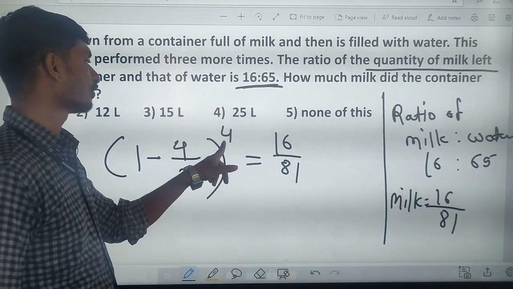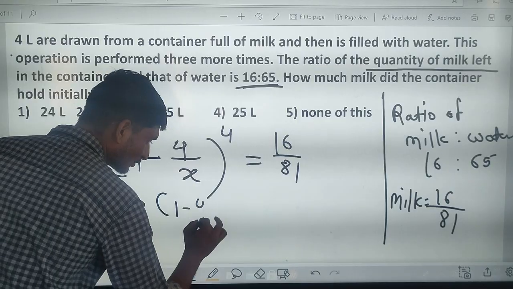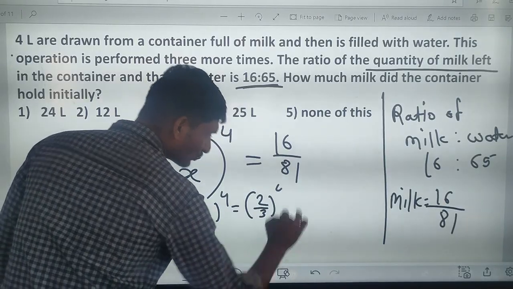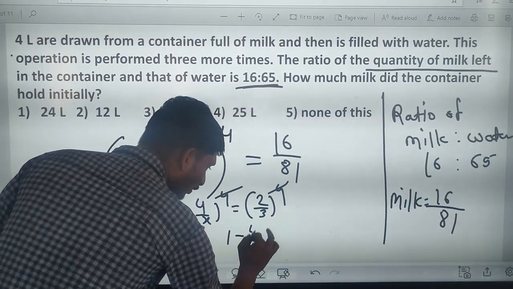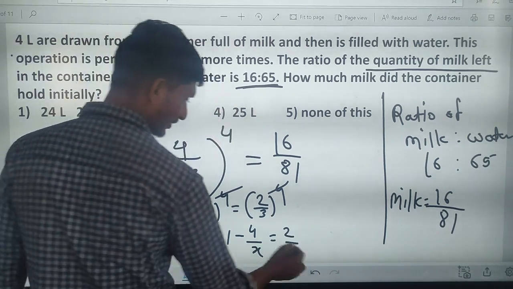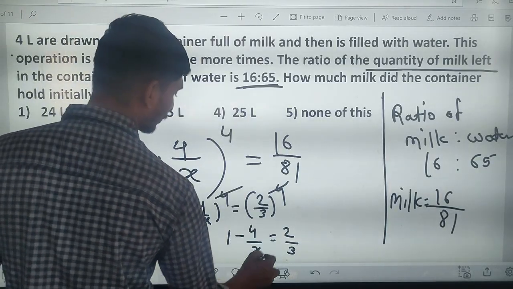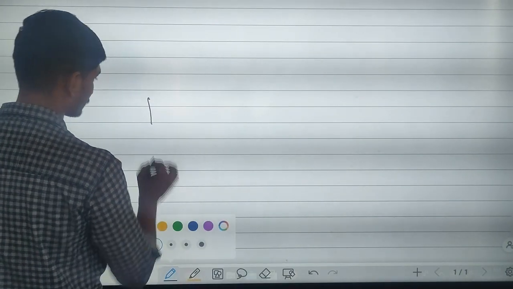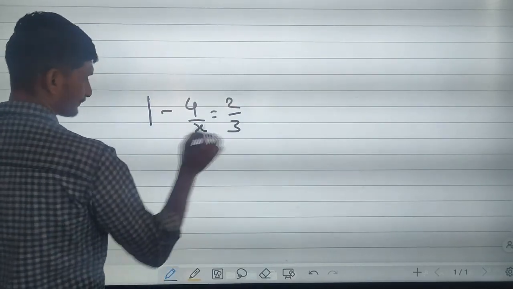Okay. Here there is a fourth root. Then we write here (1 minus 4 by x) raised to 4 is equal to (2 by 3) raised to 4. The 4s get cancelled. Then 1 minus 4 upon x is equal to 2 by 3. Then here 1 minus 4 by x is equal to 2 by 3. Solve it.